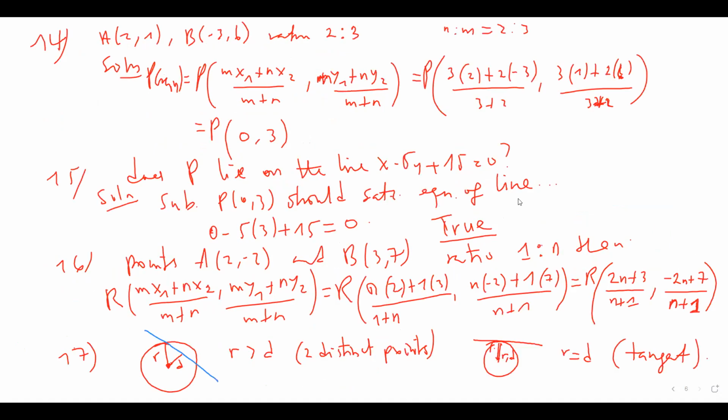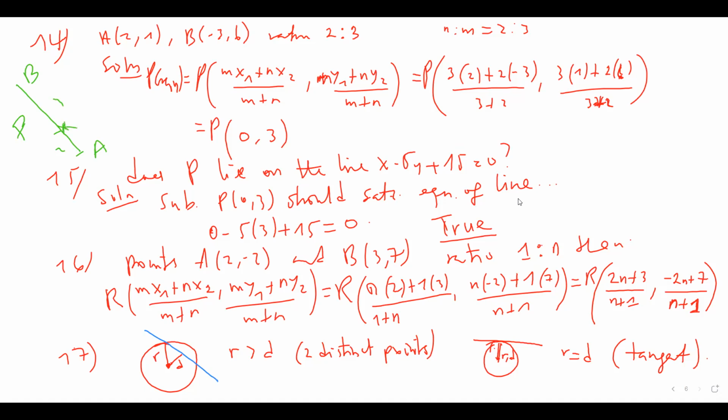Then question 14, which had a preamble that if a line P divides AB, right? So you have a line, you have a point P that divides it in the ratio 2:3, and find the point P, right?